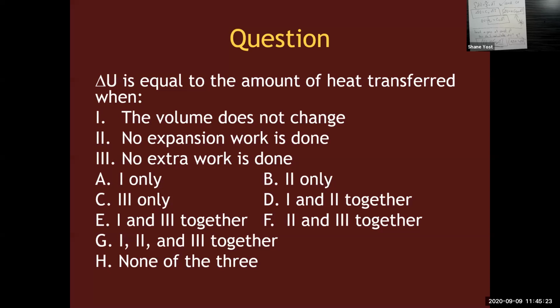If there's no electrical work or things like that, types of work that we aren't really going to talk about in this class, we basically always assume that there's no extra work. In Friday's lecture, when we talk about enthalpy and things like that, we'll assume no extra work as well. So all 3 of these things need to be true, right?